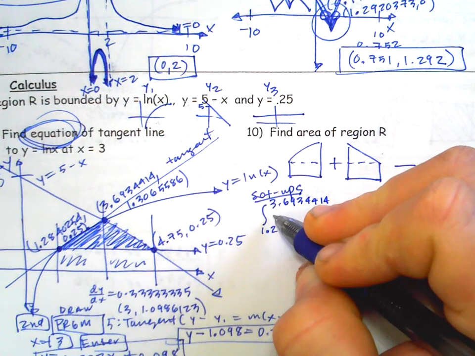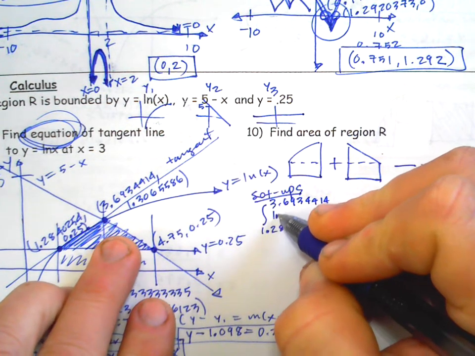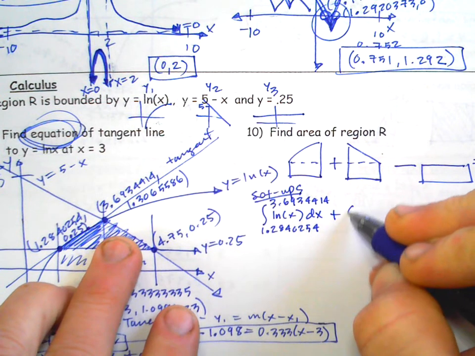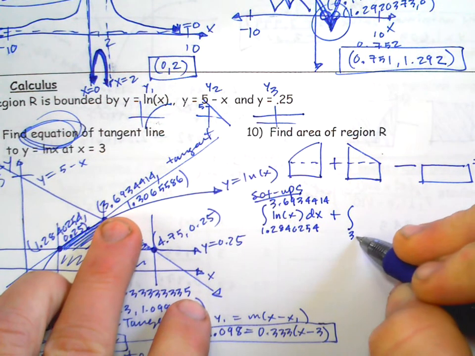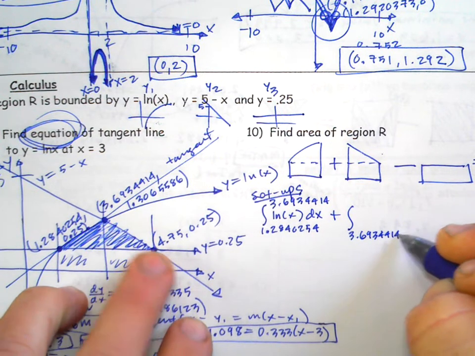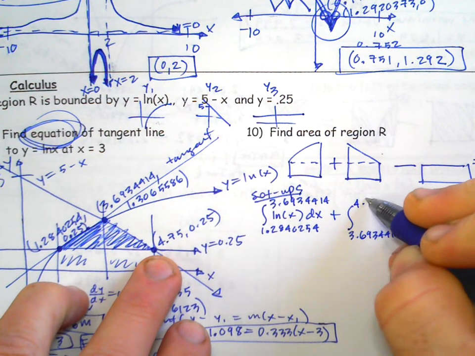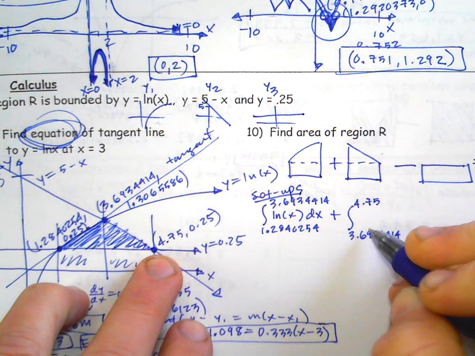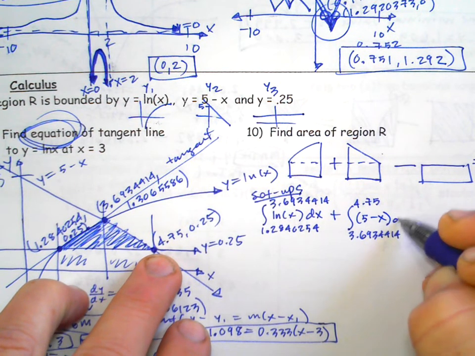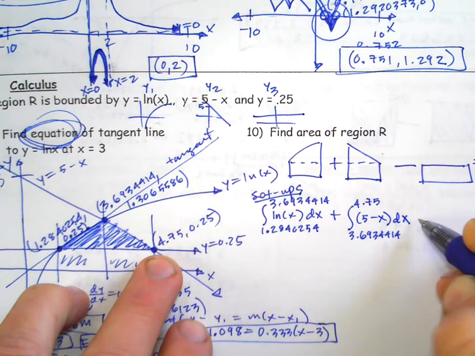In this graph, that's going to be the natural log graph. So I'm going to put that in there. So that gives me that first chunk plus. Now this one starts at 3.6934414 and goes to 4.75. It's the x values we care about. And that's the line 5 minus x, which you need to put in parentheses because it has multiple terms, and you got to put the dx's on these.